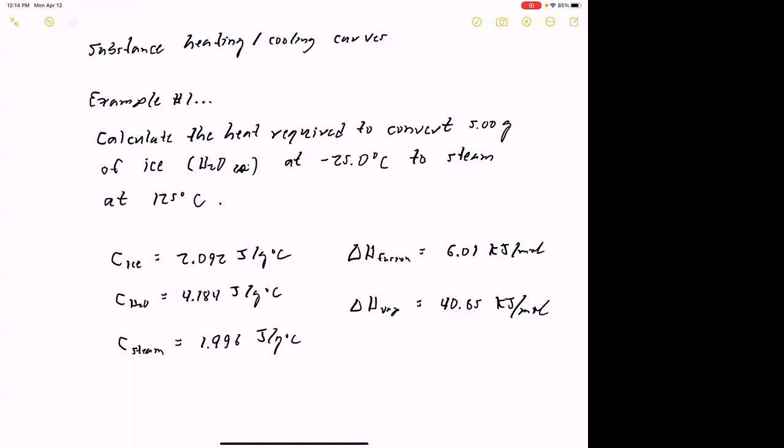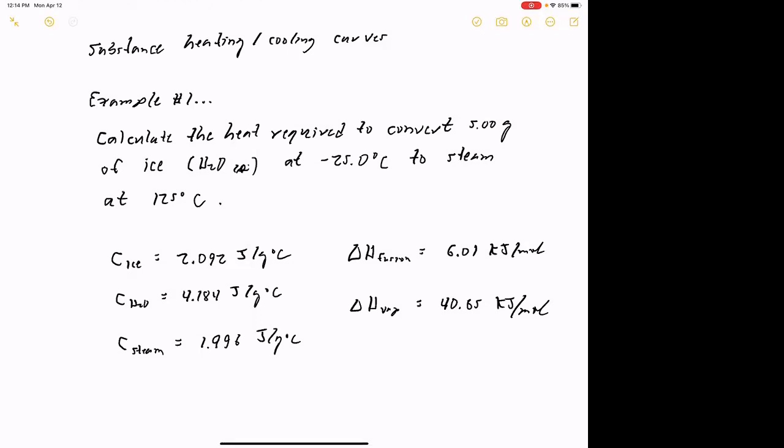So you can see what we have to do here in the grand scheme of things. I've got to take my ice from minus 25 degrees Celsius up to 0 degrees Celsius, because that's where we know the first phase change happens. That's the temperature at which ice melts. Then we have to melt the ice. Once we've melted the ice, we have to take the water at 0 degrees Celsius and heat it all the way up to 100 degrees Celsius. Why 100 degrees? Because that's where water gets converted to vapor, right? That's where we boil water under normal temperature and pressure conditions.